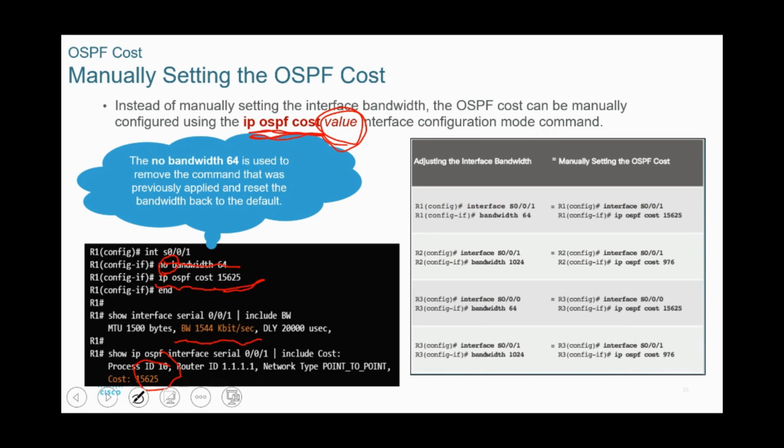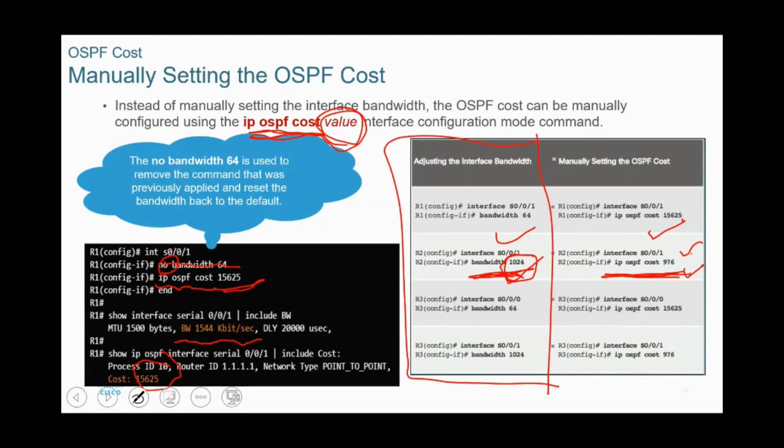Okay, so this is how you adjust the interface bandwidth, the bandwidth 64, and after that, this is the manually setting OSPF cost command. This is just to show you the command to adjust the bandwidth. You can go to the specific interface and type the word bandwidth followed by the value you want to set manually. And if you want to set the OSPF cost, these two are the commands to do that. So don't forget, these are two different configuration commands. Okay.